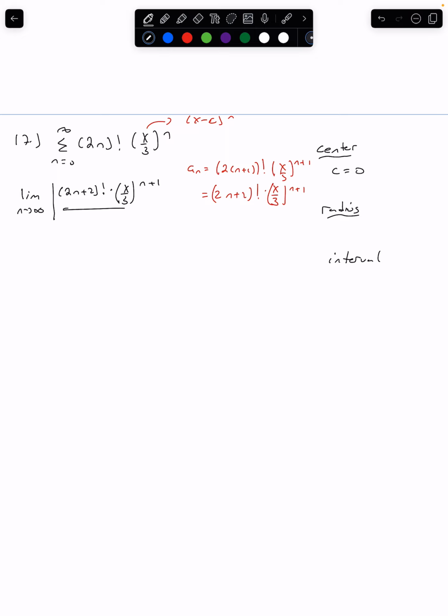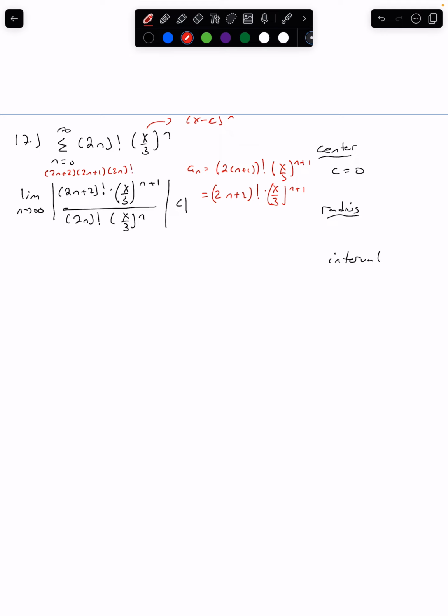And I'm going to divide that by the original, 2n factorial times x over 3 to the n. And again, that has to be less than 1. This looks pretty darn ugly, but let's clean it up nicely. If we look over here at the 2n plus 2 factorial, I can't expand this. This can become 2n plus 2, 2n plus 1, times 2n factorial. Now, a lot of you guys missed that on the quiz, so be careful.